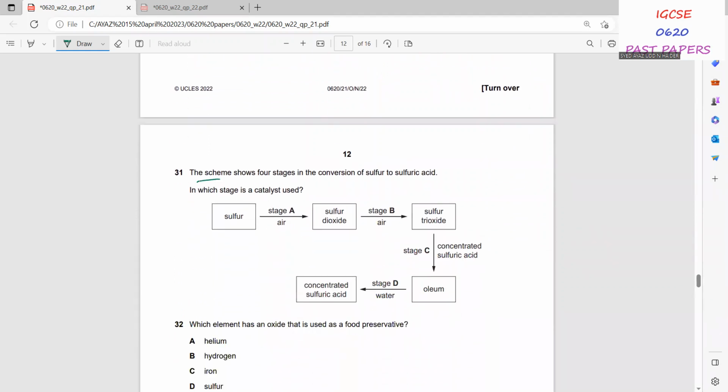31. The scheme shows 4 stages in the conversion of sulfur to sulfuric acid. In which stage is the catalyst used? We have sulfur to sulfur dioxide, stage A. No. Sulfur dioxide to sulfur trioxide, yes, stage B. So B must be the right answer. In this one, I'm reading the other statements also for you. Stage C, conversion of sulfur trioxide into oleum. No, this is also wrong. Stage D, conversion of oleum into concentrated acid when water is added. No, we don't use a catalyst here.